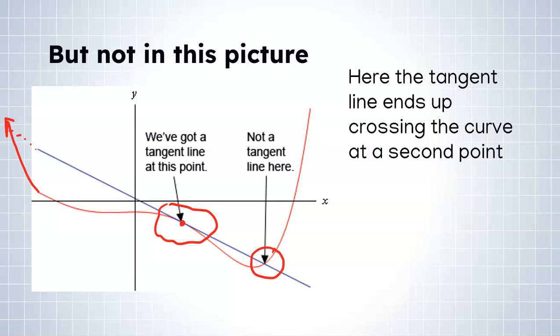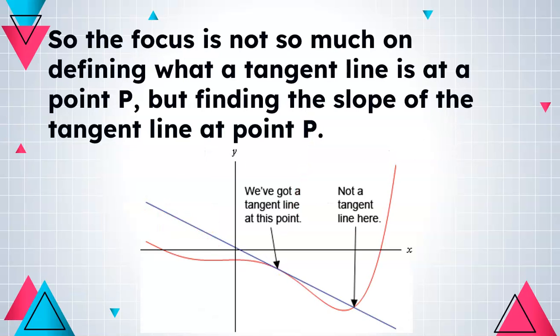So this is actually the problem. This is the tangent line problem. How do we define what the tangent line to a function is? So instead of focusing on defining that, we focus on finding the slope of the tangent line at point P. Instead of worrying about the definition, let's focus on finding the slope at a point P on a function.